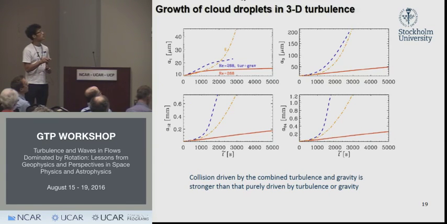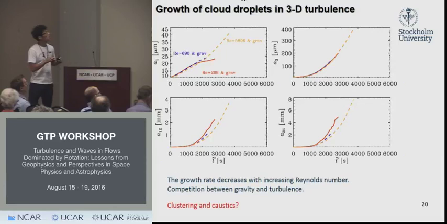And here come the results. We see that if we have both turbulence-driven collision and gravity-driven collision, the growth rate and also the collision between large particles is even faster than the one purely driven by gravity or by turbulence. Which means that when we study this collision process, we cannot focus on only one process like gravity or turbulence. We have to combine them together to see the growth of the cloud droplets.